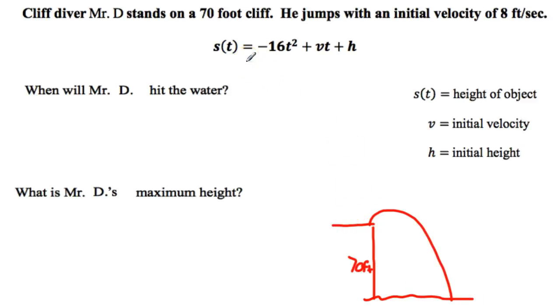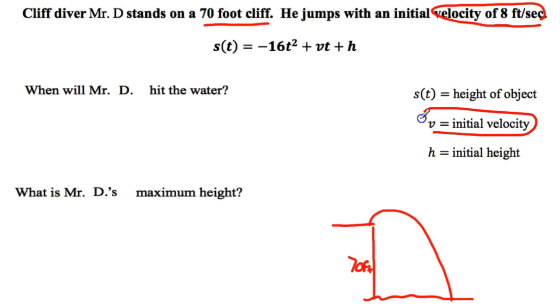So let's make some sense of this. Well, it says 70-foot cliff. That's important. And a velocity of 8 feet per second. Let me circle that one. If I'm looking down here, we got initial velocity is the v, and the height is h. So I can actually put some numbers in here. So this will be s of t, right? T is time, and s of t is the height. So minus the 16 t squared.